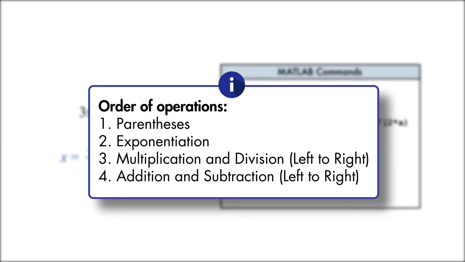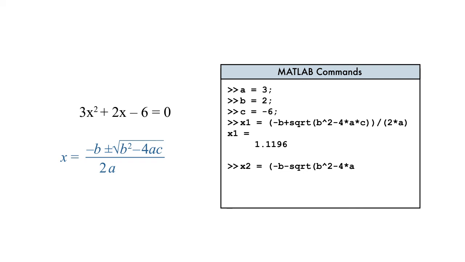It's helpful to have a good understanding of the order of operations so that we know when to group terms with parentheses. Now that we've got the first root, we only need to change the plus sign to a minus sign to get the second root. And just like that, we're done.